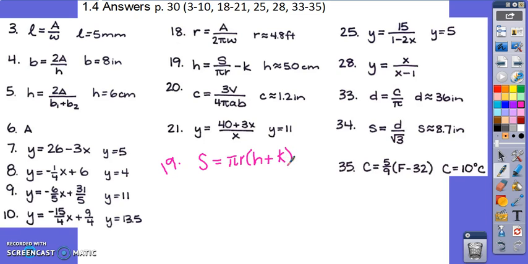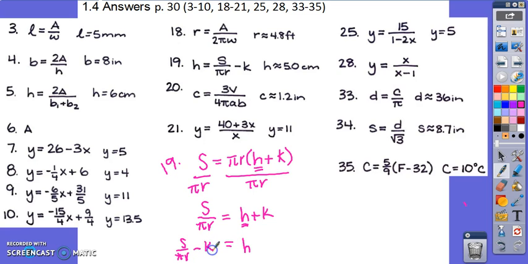We're supposed to solve for h in this one. I don't know if you tried distributing the pi r. It's actually, in my opinion, easier to divide by the pi r right away. So then we'll have s over pi r equals h plus k. Then to solve for h, you'll just subtract the k over. I didn't think that these three were any harder than the other ones.